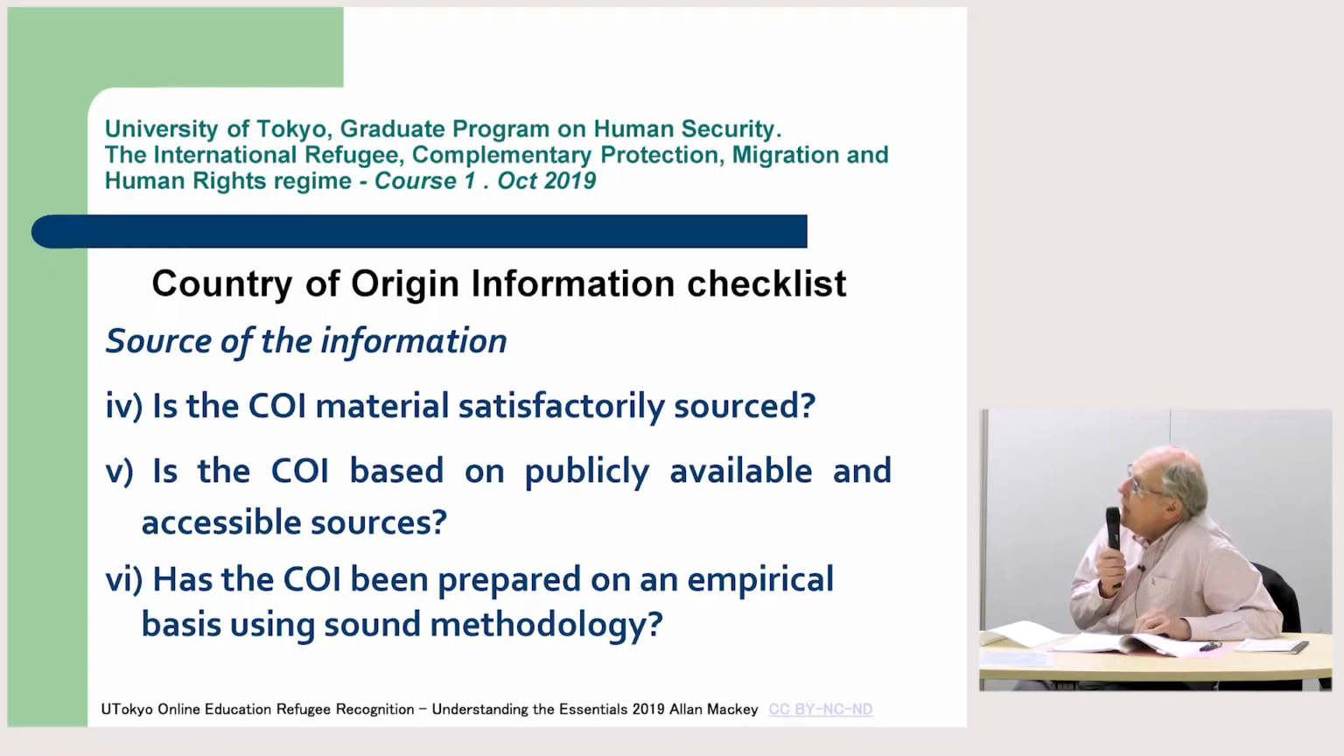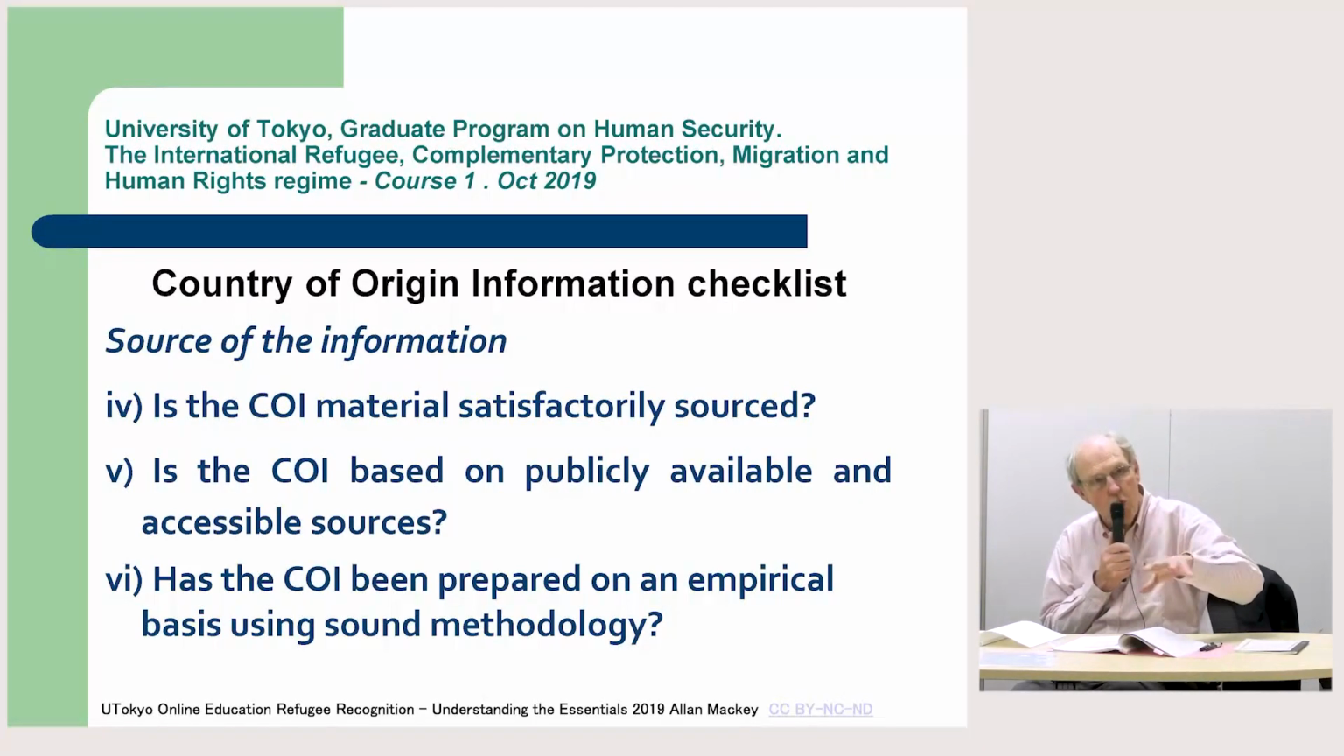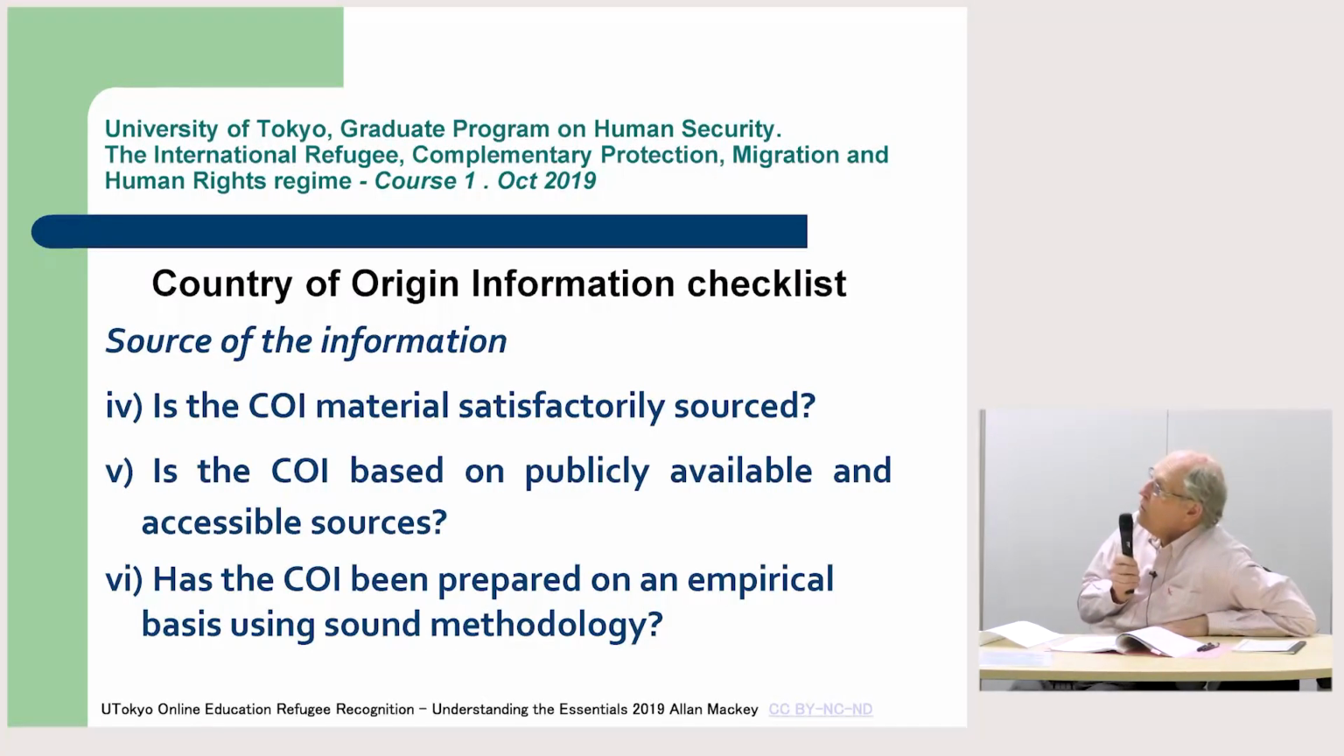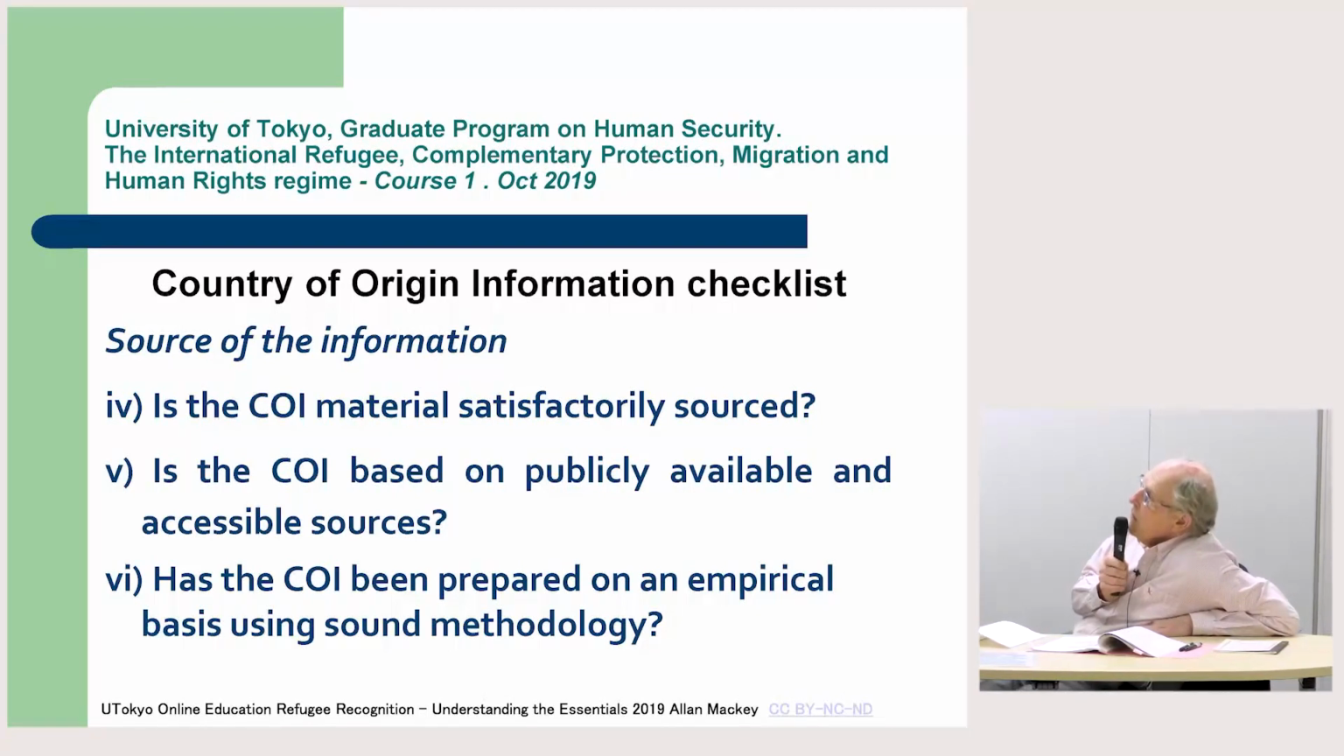The source of the information, is it sourced? In other words, in good COI you'll see the reports show the sources that their comments come from, and usually it's in a schedule at the back where all the information is. In other words, they're not just plucking things out of the air. If you look at a good Human Rights Watch or UNHCR one, it'll do that. The information, this is very important, the COI is publicly available from accessible sources.